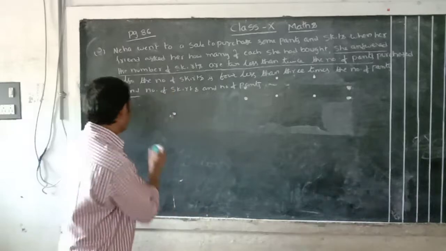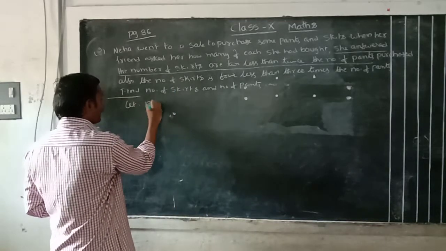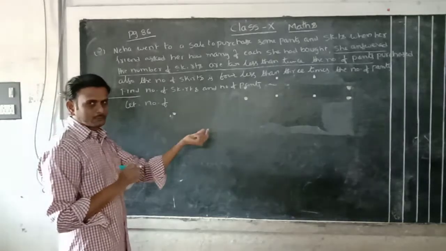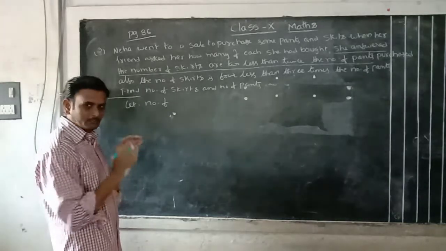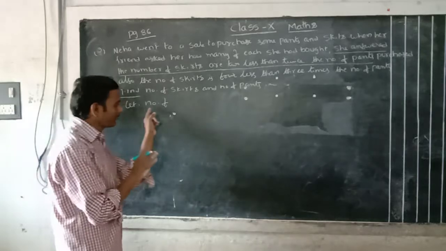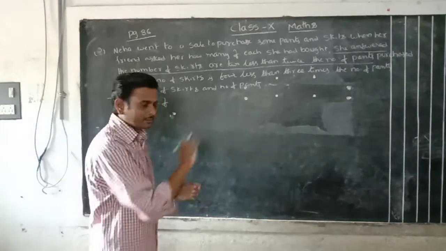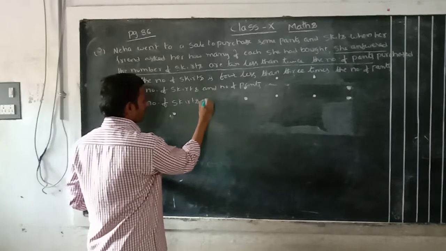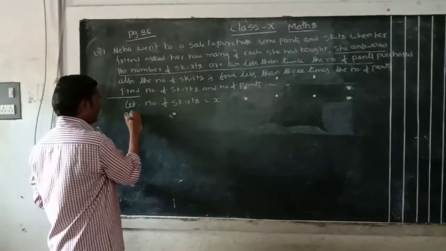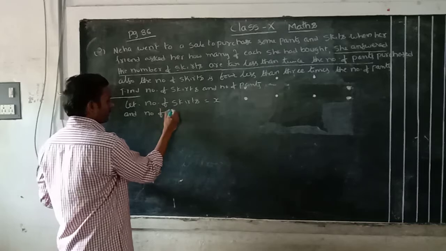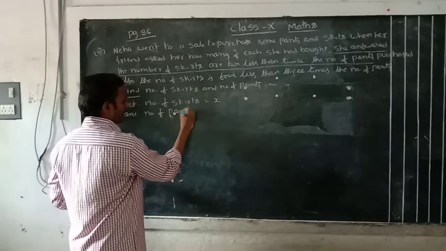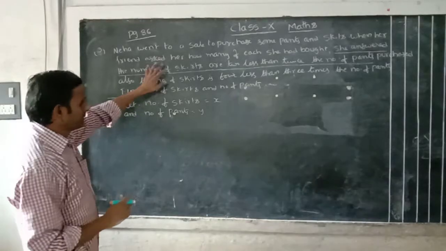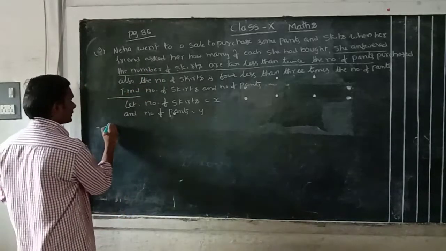No. So let the number of skirts be x and the number of pants be y. Don't write the short form; in the exam we have to write the full form, spelling out "number of". For time's sake I am writing the short form here. Number of skirts equal to x, number of pants equal to y. This is the first sentence given.